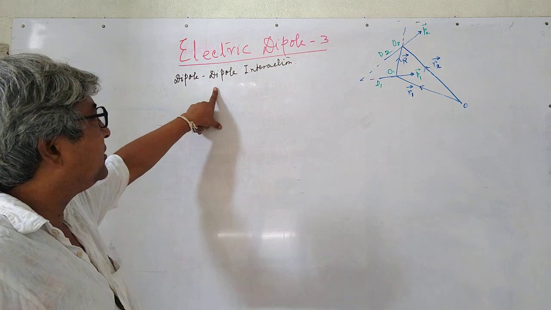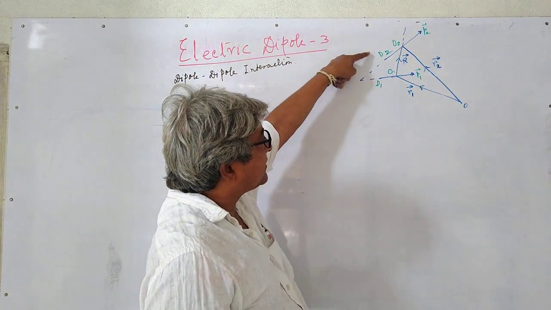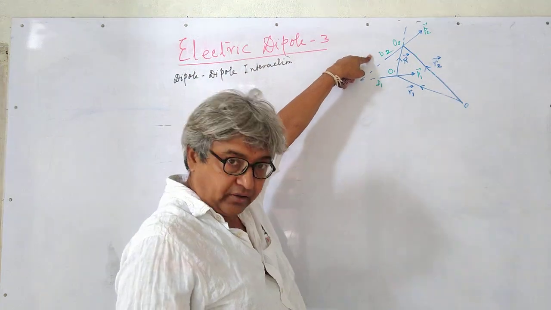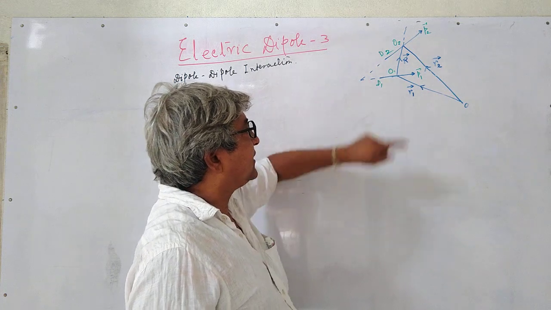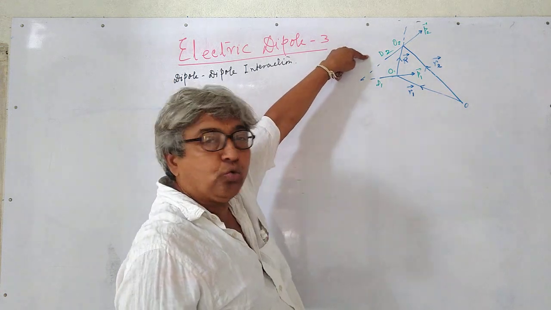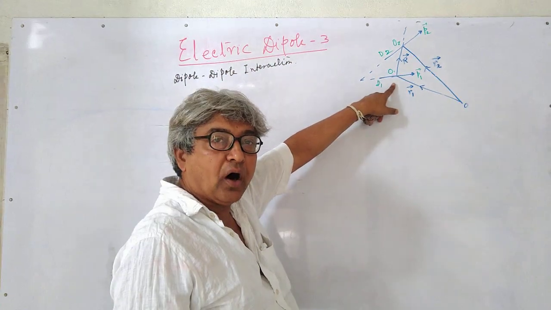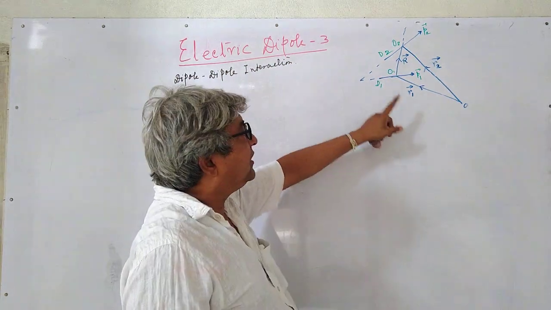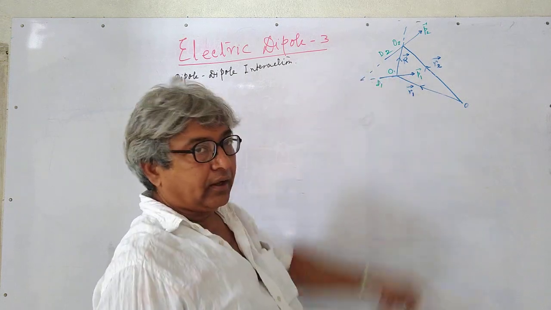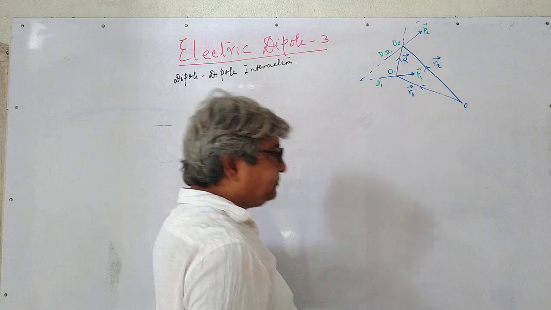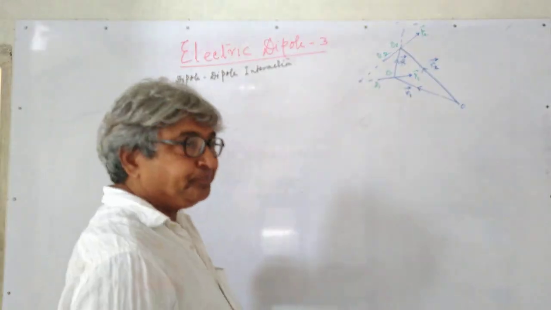By dipole interaction we mean two dipoles, one dipole D1, another dipole D2. They are in the neighborhood, and there is an interaction, that is, dipole 2 will have some potential energy due to the field produced by 1, and vice versa. Similarly, some force will act on dipole 2 due to 1, and the reverse, and the torque. These are the topics of dipole-dipole interaction.